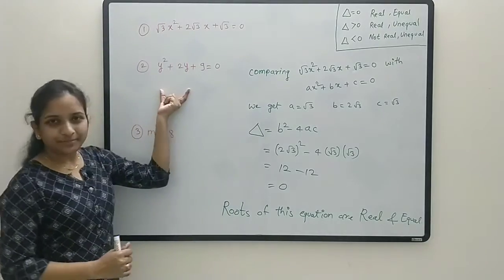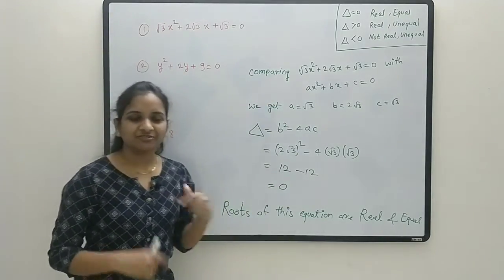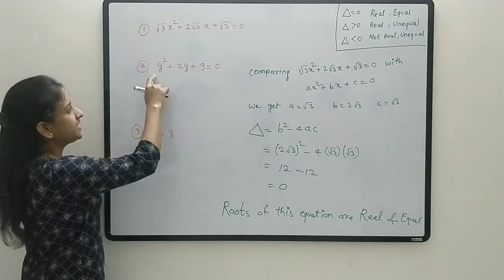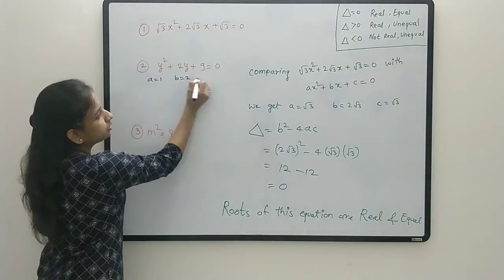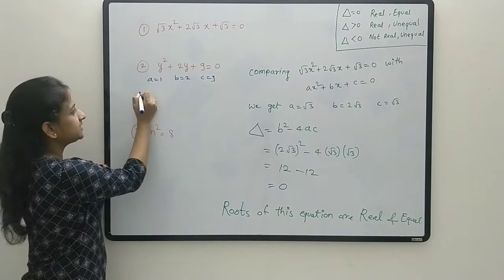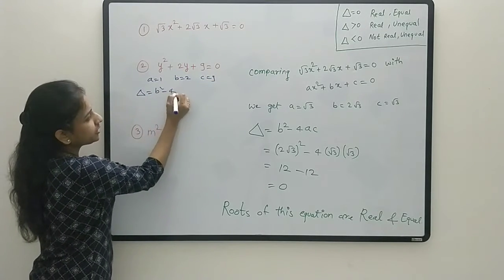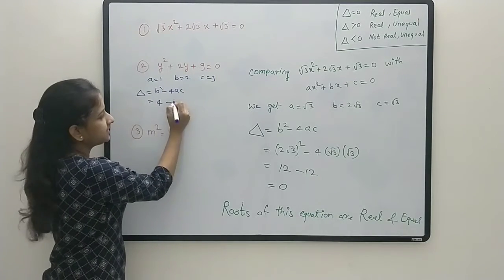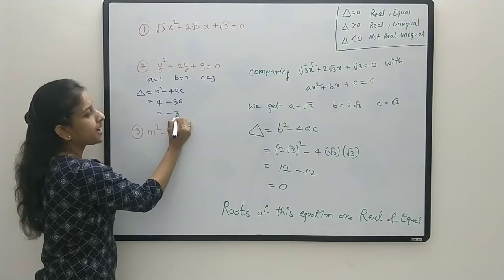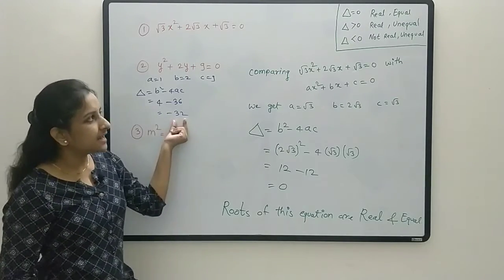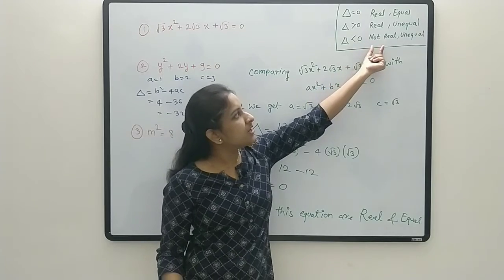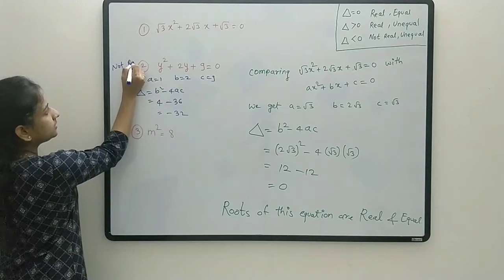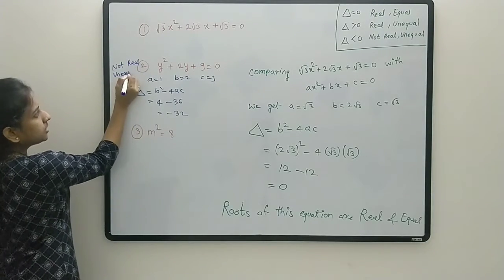Let's solve this second example. Here I am not solving like this; I will quickly solve this. y square plus 2y plus 9 is equal to 0. Here a is 1, b is 2, c is 9. So what is the discriminant value? b square minus 4ac. b square is 4, minus 4 into a into c, that is 36. So the value is minus 32, which is less than 0, which means the roots are not real and unequal.